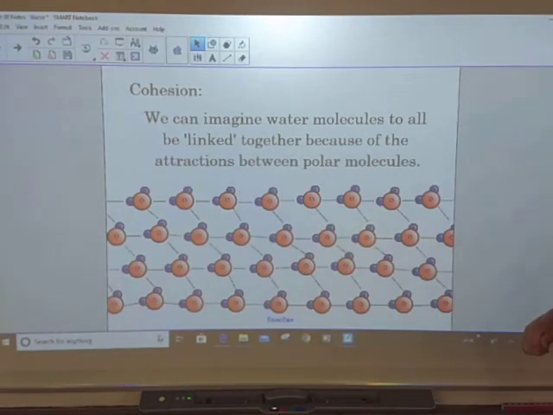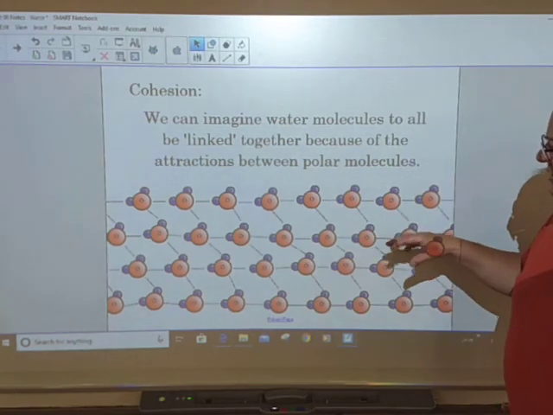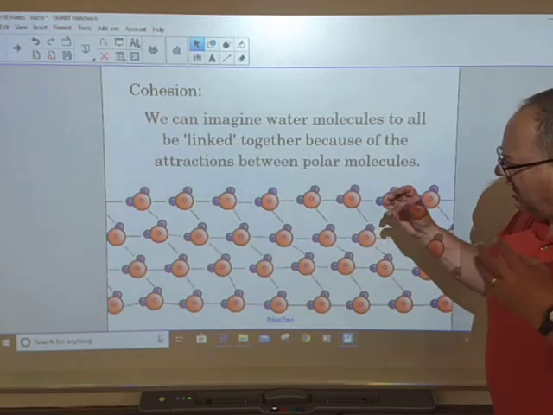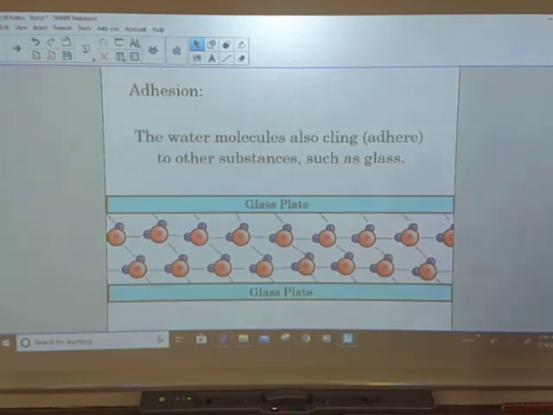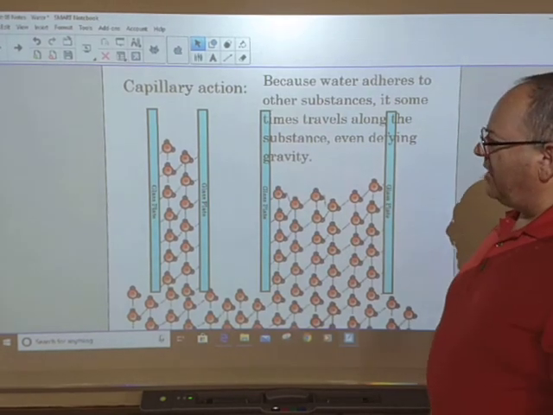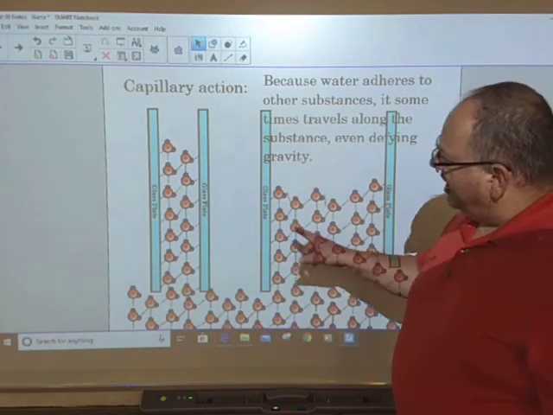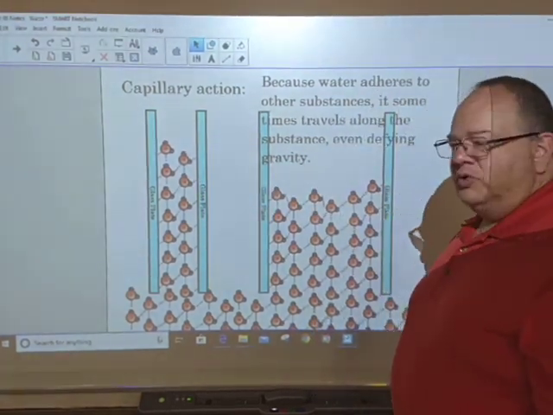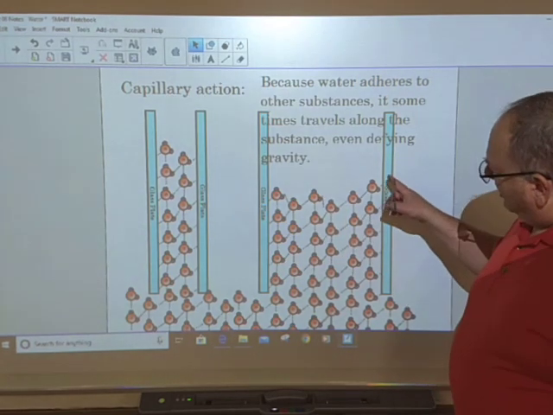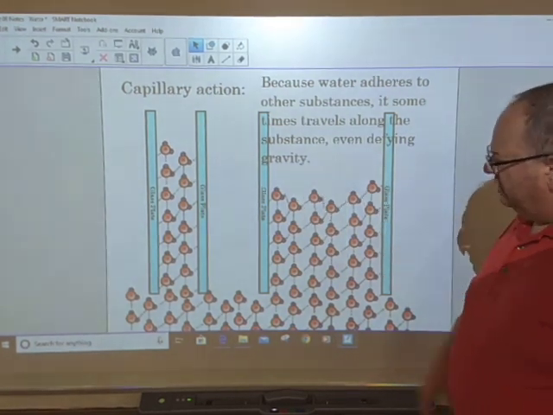Okay, going on. Cohesion, we can imagine the water molecules all linked together. So imagine these little dashed lines are all attractions. And the molecules cling to each other. Here's my glass plate example. Adhesion, the molecules are all attracted to the plate as well as each other. When the molecules were climbing the tube, when we had a skinnier tube, the molecules climbed higher. And that's because of the attraction for the walls of the tube. Here, it climbs towards the edge of the tube, but in the middle, gravity's pulling it down.